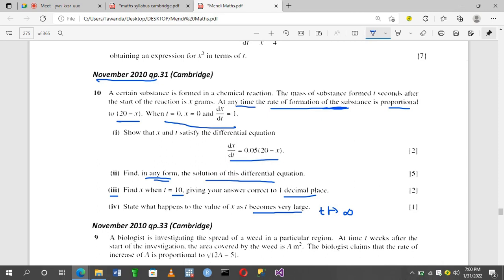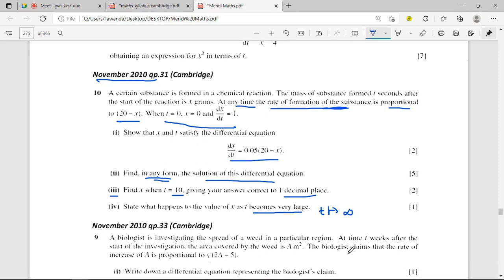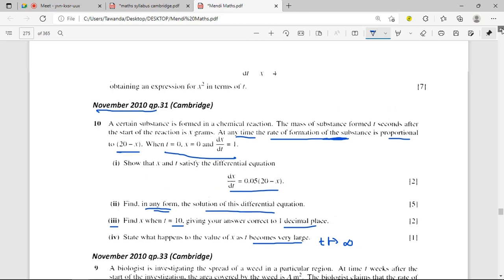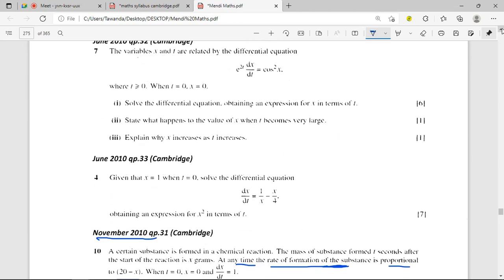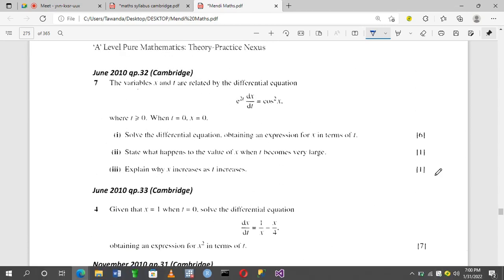Yes. So that was the question on formulating the differential equation, right?